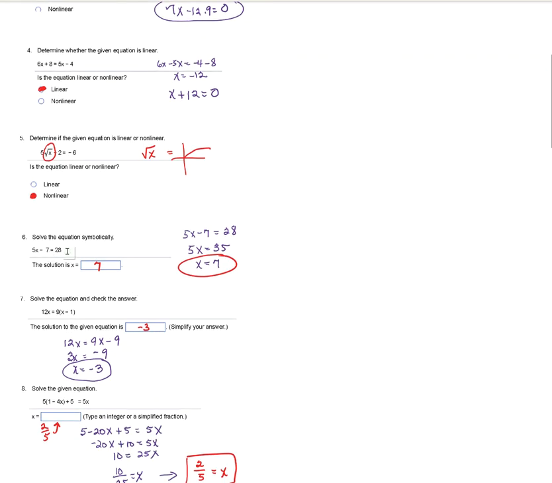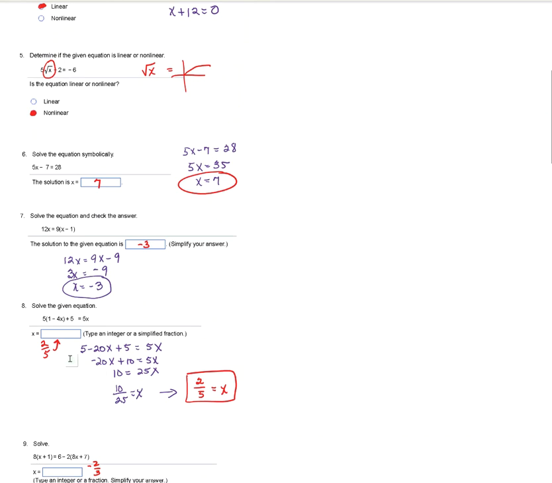Solve this one symbolically. Like I said, that's doing it by hand, so we will add 7 to the other side, and we'll divide by 5, and you get x equals 7. Solve this one. We're going to distribute this 9 to both parts in the parentheses, and we get 3x. After we subtract this 9x over here, we've got 3x equals negative 9, divide by 3, and you have x equals negative 3.